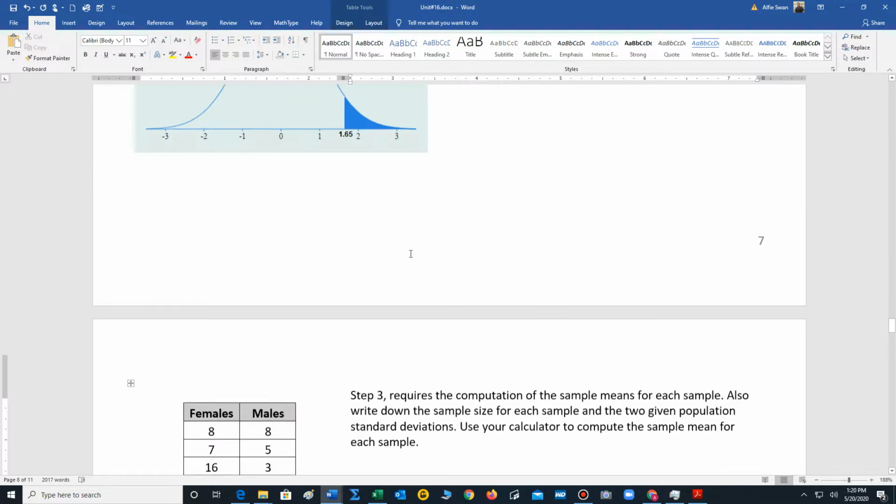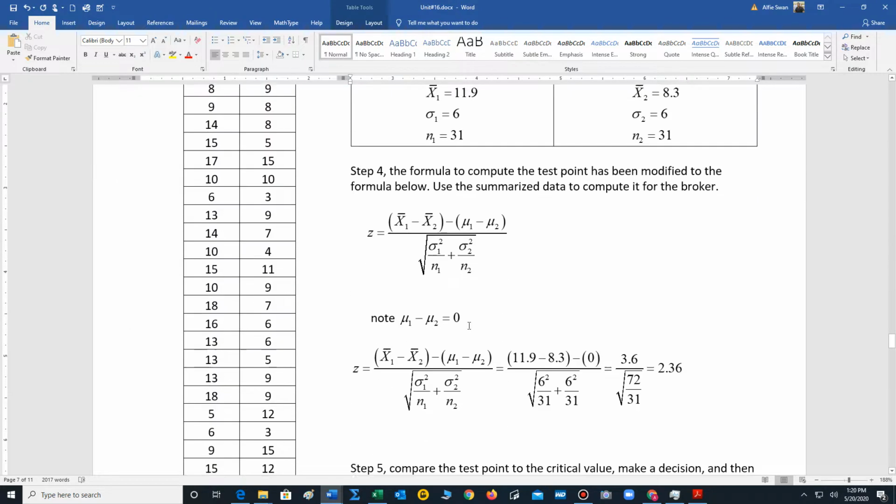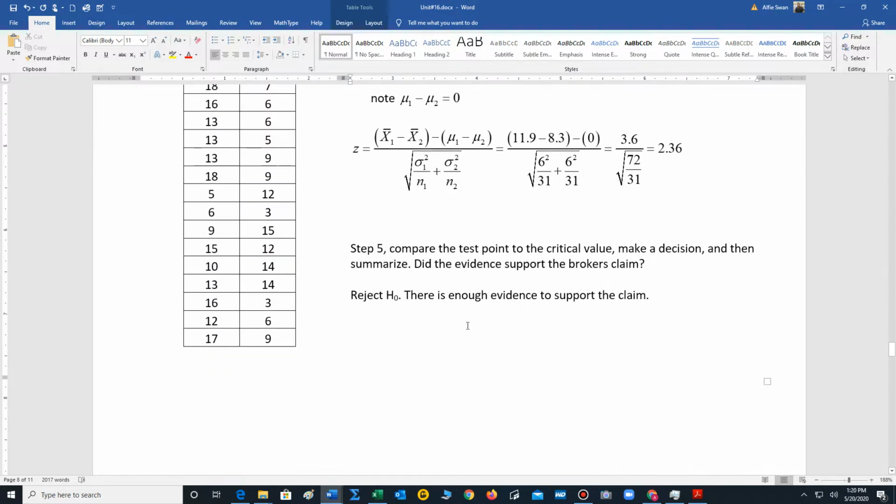2.36. So if we go back, we can see that 2.36 is after 2, so it falls in here, so your test point does fall into the critical region. So we make our decision, and that's going to be to reject H0. And then we summarize by stating that there is enough evidence to support the claim that the broker made. So she can initiate the training for the male real estate agents at her place of business.